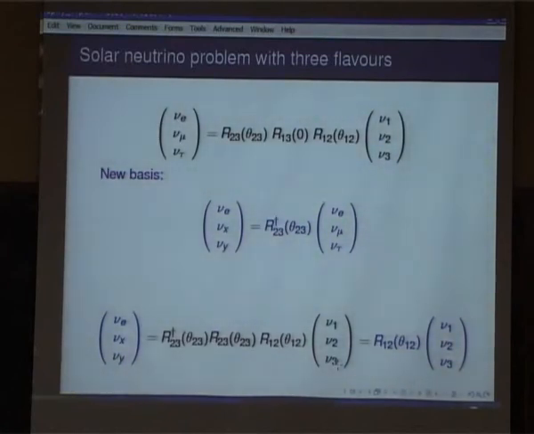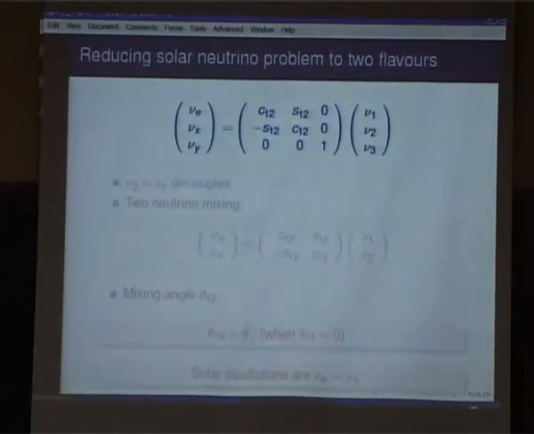Mathematically, I agree that I can do this. You will understand the reason in the next step. Right now I just give you a mathematical exercise. I change my basis. Why? Because now I know something about it. It's a post-hoc choice, but we agree that my mixing matrix is simply R12 in the limit that theta 13 goes to 0.